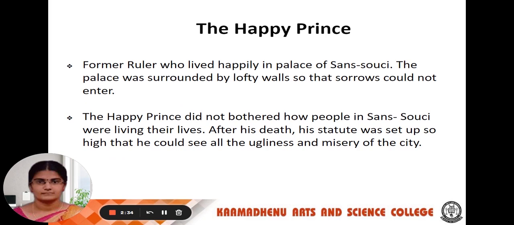First, we will see about the major character, the Happy Prince. Formerly, he was a ruler who lived happily in the palace of Sanssouci. The palace was surrounded by lofty walls so that sorrow could not enter. It shows that he was very happy in his lifetime. The Happy Prince did not bother how people in Sanssouci were living their lives. After his death, his statue was set up so high that he could see all the ugliness and miseries of the people in the society. So he feels guilty about his life.